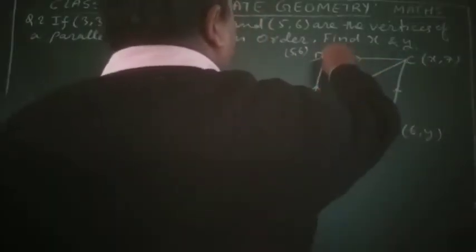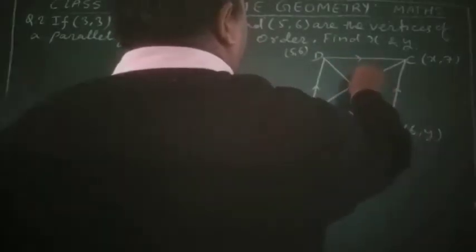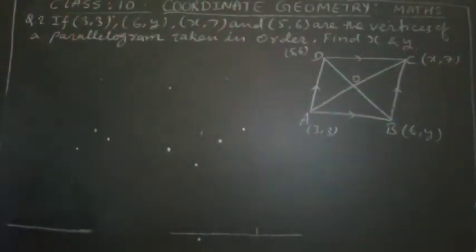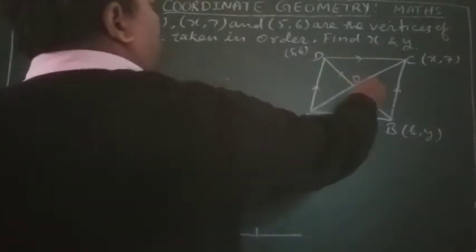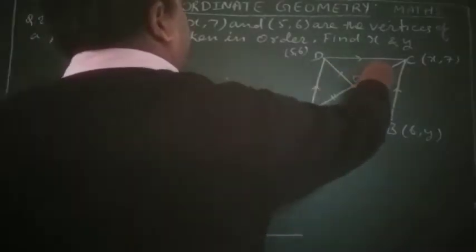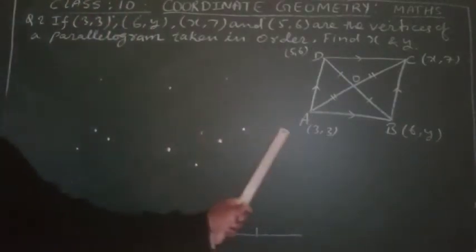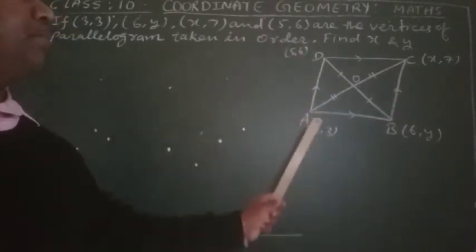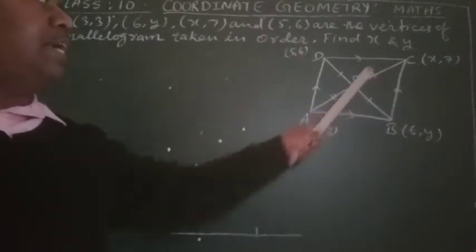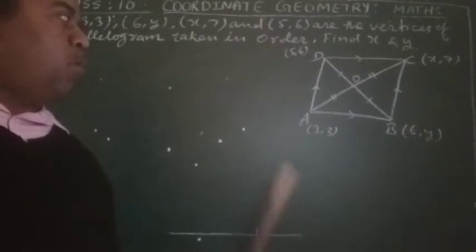As we know that diagonals bisect each other at a point O. So OD equals OB and OA equals OC. Listen to what I will do. In a parallelogram ABCD, the coordinates of A, B, C, D are given, and O is the midpoint of AC and BD both.